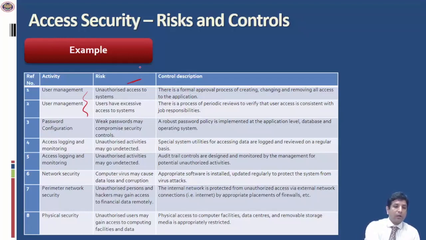What can be some risks? Unauthorized access to systems could be one risk which relates to user management. That means unauthorized users who do not require the access or who should not be having access to systems are able to access the systems. This is a risk. Now, what is a possible control that management can implement? In this case, we see that a formal approval process for creating, changing, and removing access to the application has been implemented as a control by the company.